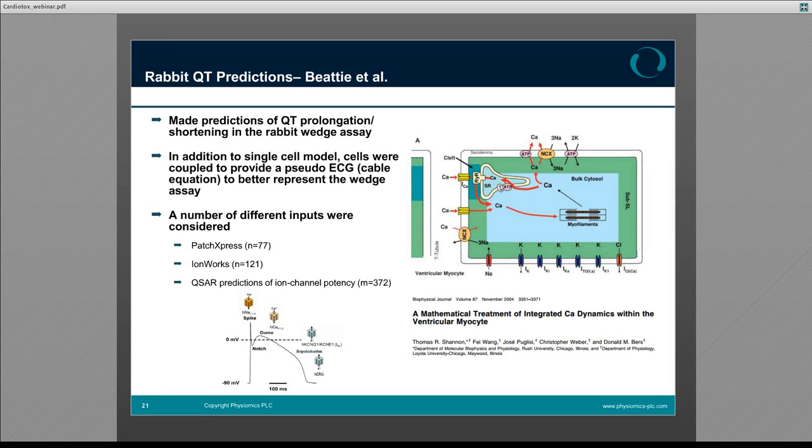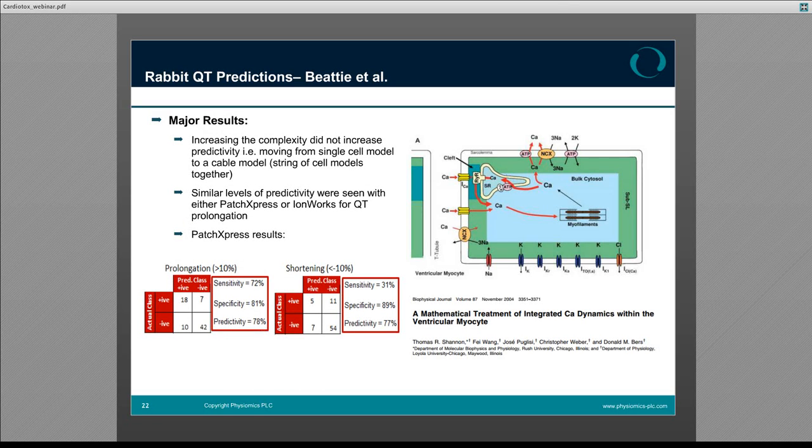So this is quite an interesting paper in the sense that they're at least trying to test out how the different methods you can use to generate IC50s affect your ability to make predictions about prolongation and shortening. And also they compared whether or not you would need a cable model, i.e. a model that represents more the physiology and the biology, versus something that's a bit more abstract.